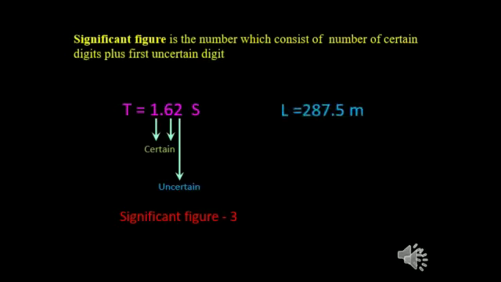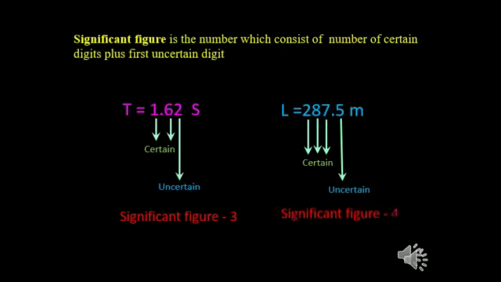Another example, if the length of an object is 287.5 meter, here digits 2, 8 and 7 are certain while digit 5 is uncertain. So here 3 certain plus 1 uncertain. Thus significant figure in this case is 4.